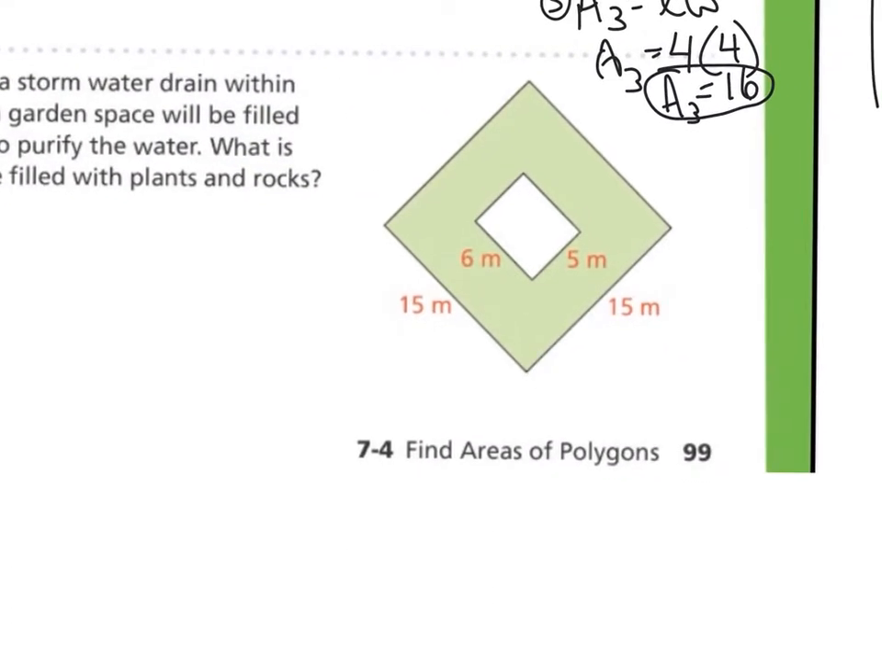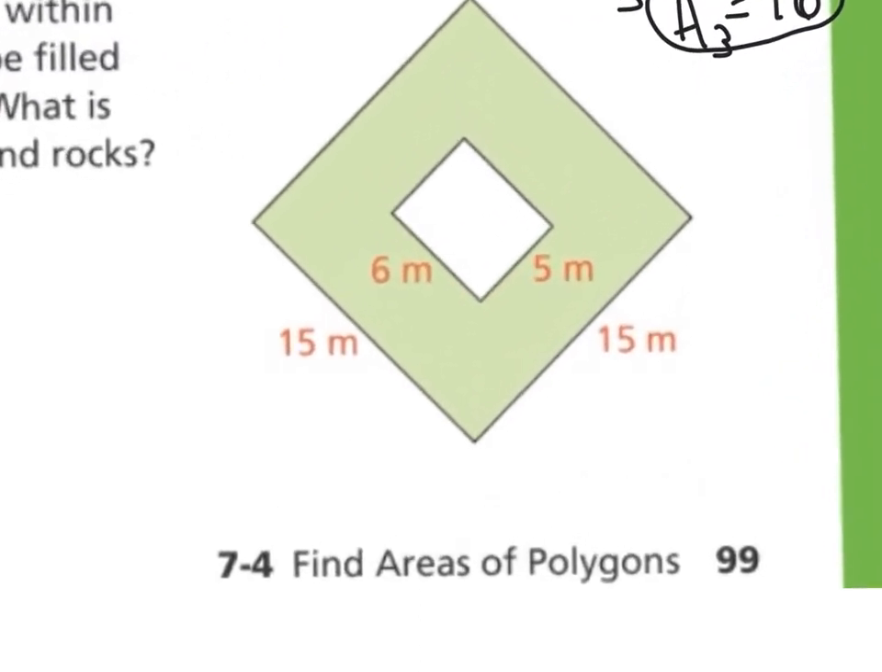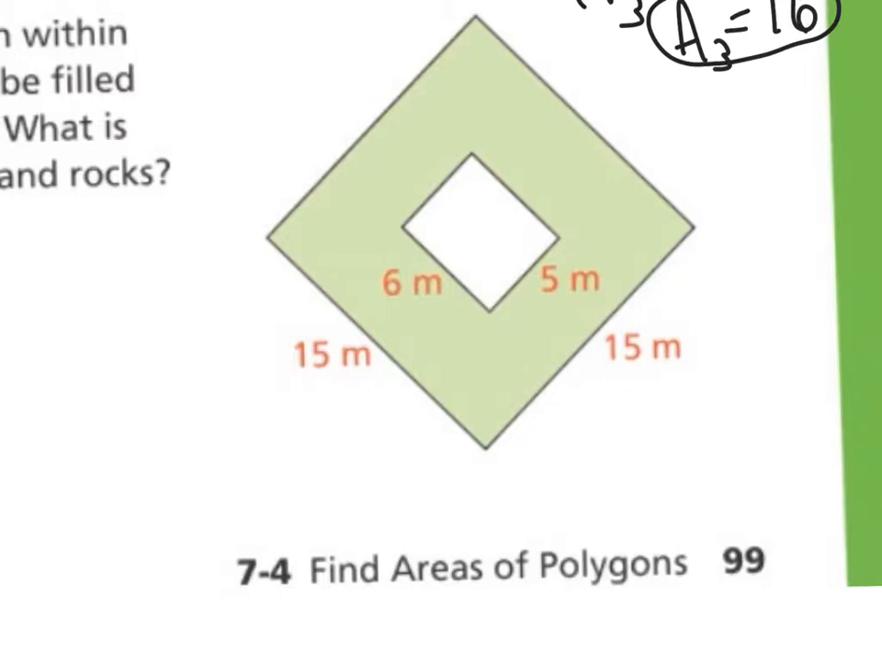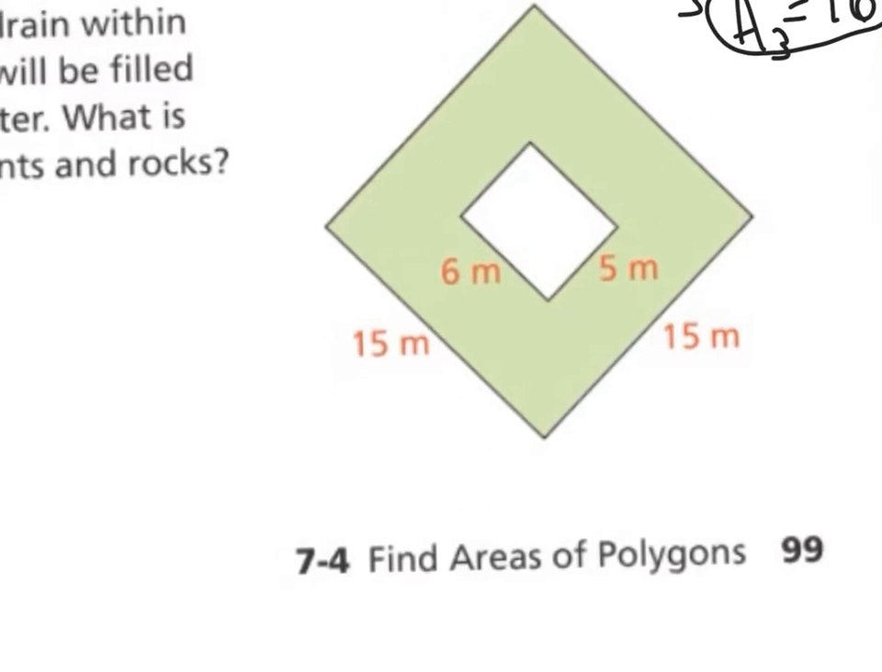Okay, so it says green garden space. I know you don't have the color in your books here, but that shaded part is the green garden space. Okay, you can use your imagination if you don't see that there in your books. So just that shaded part is the area that we're trying to find. So there's a couple different ways we could do this.